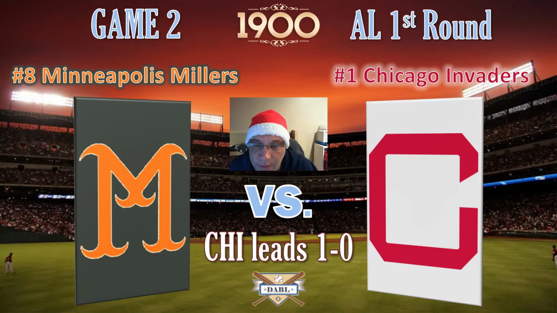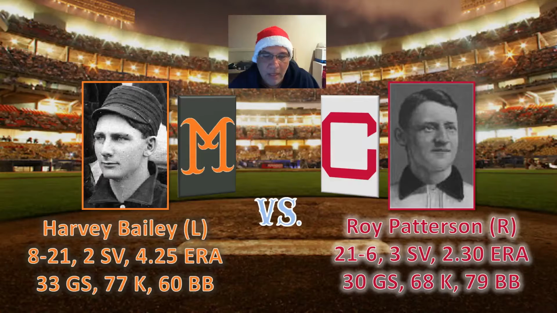And now for the 3rd game of the episode, we go to the 9th game between the number 8 Minneapolis Millers versus the number 1 Chicago Invaders. Chicago leads this series 1-0. And on the mounds, we have a little bit of a lopsided matchup. For Minneapolis, we have the left-hander, Southpaw Harvey Bailey, who went a dreadful 8-21. He did have 2 saves, and he did have a 4.25 ERA.